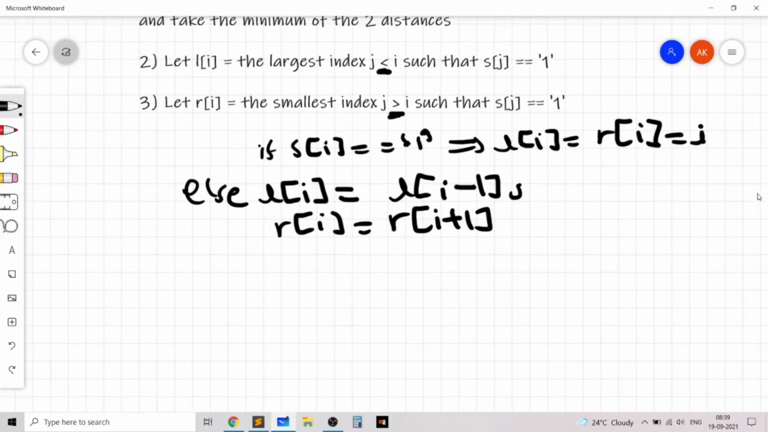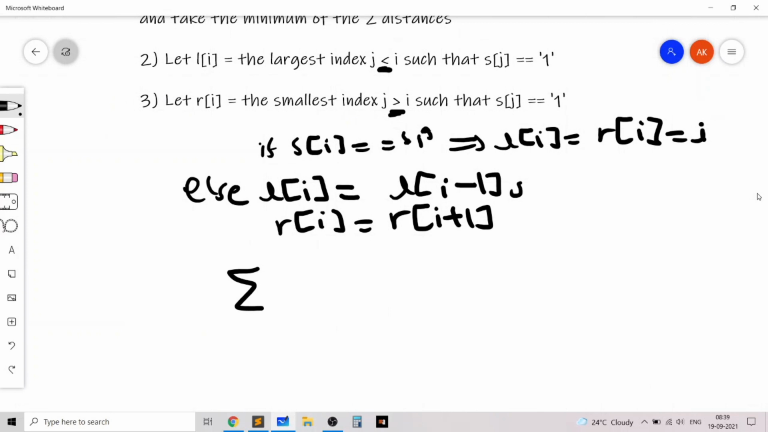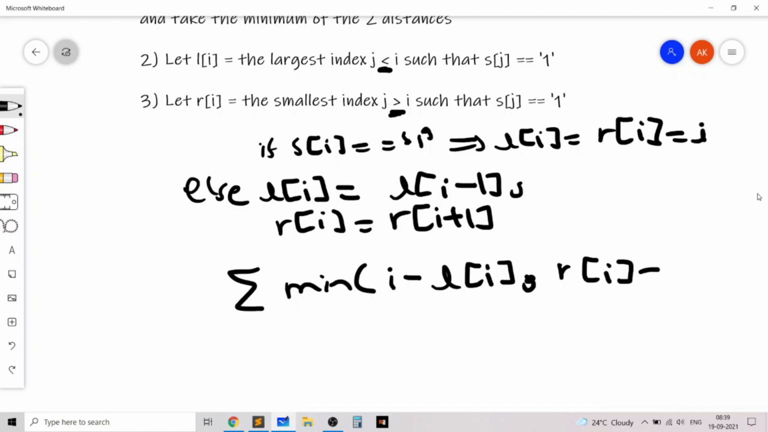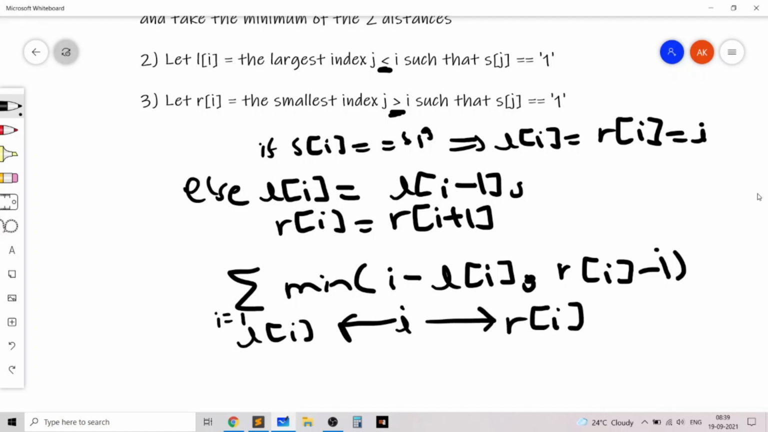And basically the answer is going to be the sum of the minimum distance which we need to go. So from a position I to L of I, we need to go I minus L of I, and from a position I to R of I, we need to go R of I minus I. We take the summation for all I going from 1 to n. And now I'll show you the code implementing the same idea.